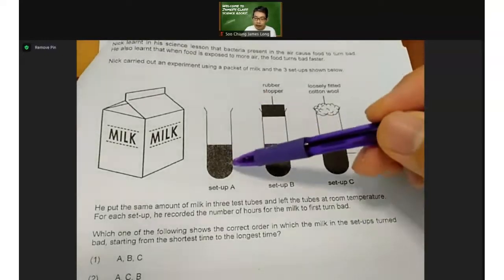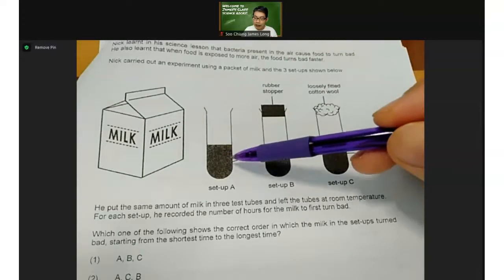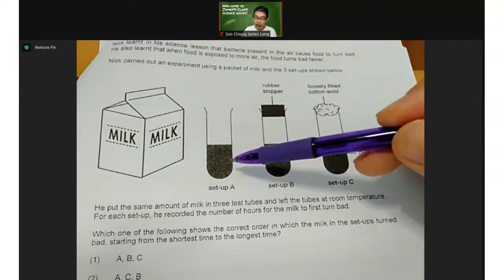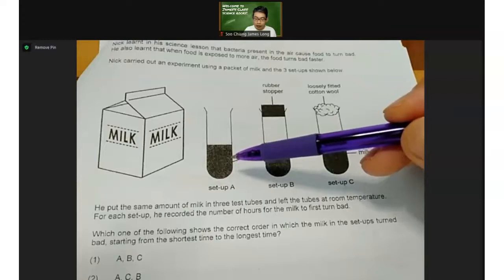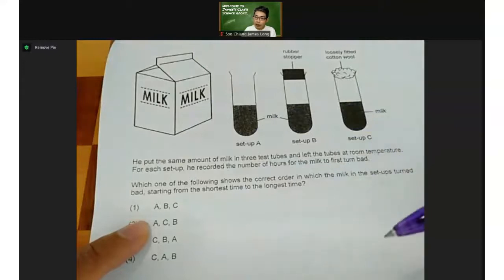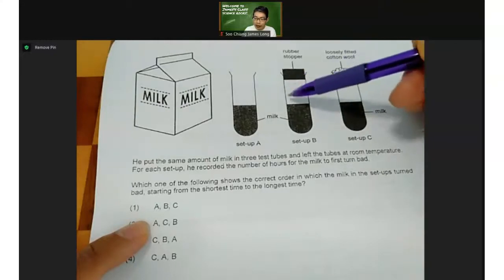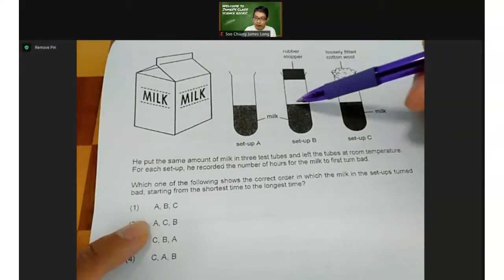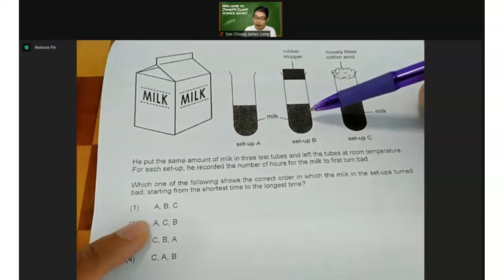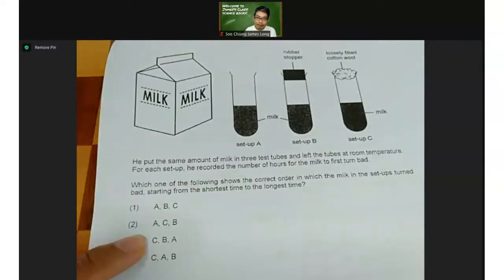So since this milk in setup A is exposed to the most amount of bacteria, the milk in setup A should turn bad the shortest time. So A must be first. So now we're down to just 1 and 2. And then the one that's exposed to the least amount of bacteria is in setup B, because the amount of bacteria is only confined to the amount of air present here. So B will take the longest time. The milk in B will take the longest time to turn bad, and that will be here. So the answer for this question 20 is 2. Let's go to the next question now.